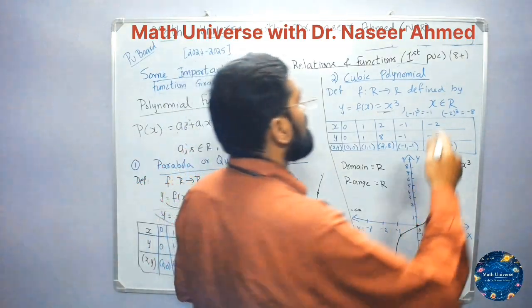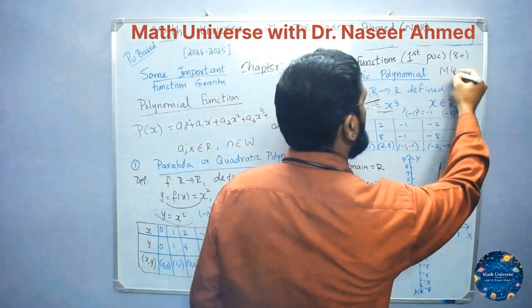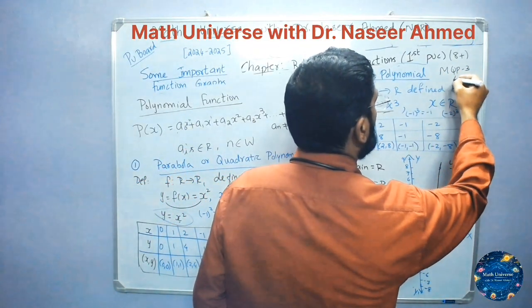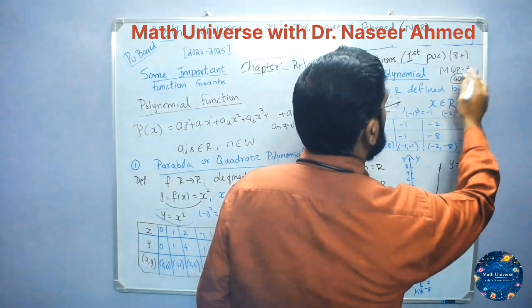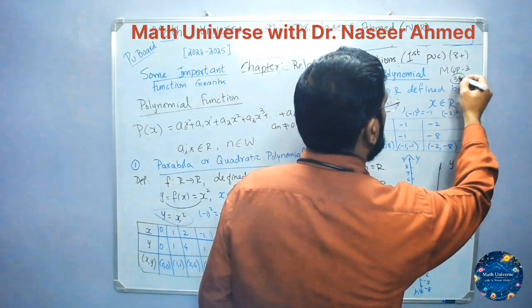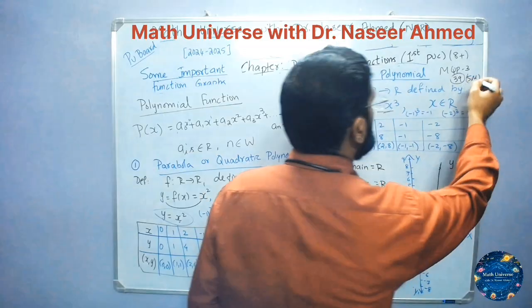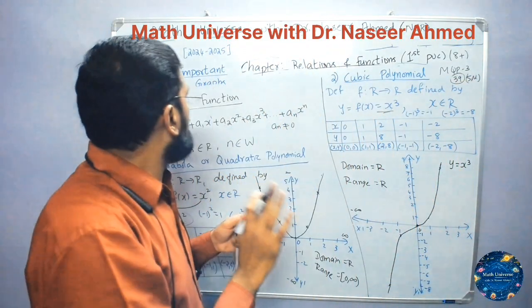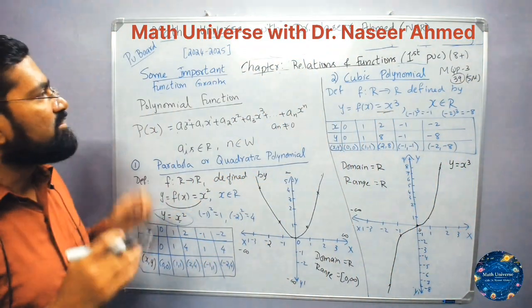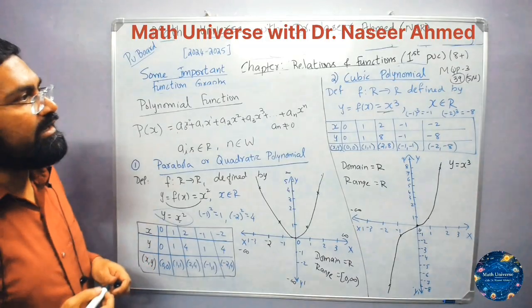This question has come in model question paper number 3. Question number 39, for 5 marks. They have asked the definition of polynomial and then cubic. So I have already given the definition here. Okay. So make a note of this.